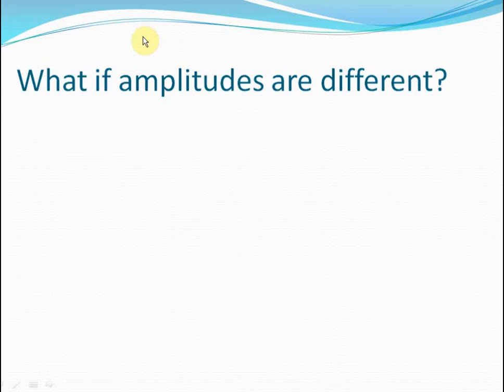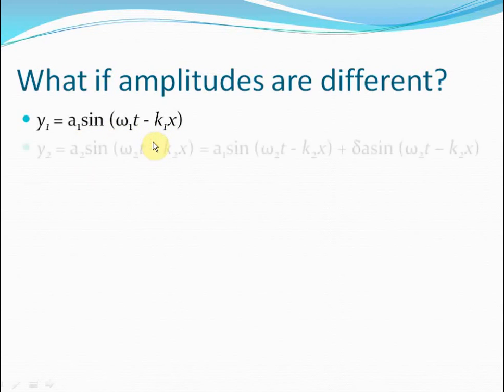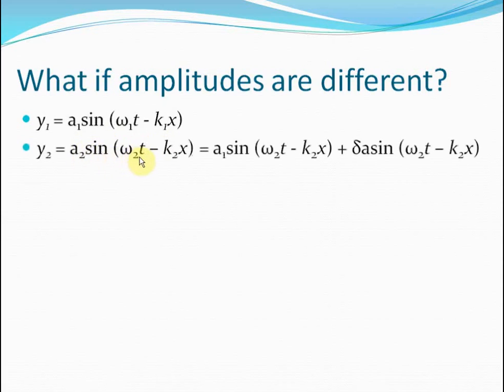Now what if the amplitudes are different? That is, what if y1 is a1 sine omega 1t minus k1x and y2 is a2 sine omega 2t minus k2x? Remember, in that case we had said that we are taking both the amplitudes to be the same to get a simpler equation. Well, in this case everything is different. The amplitudes are different, the frequencies are different, and even the wavelength is different.